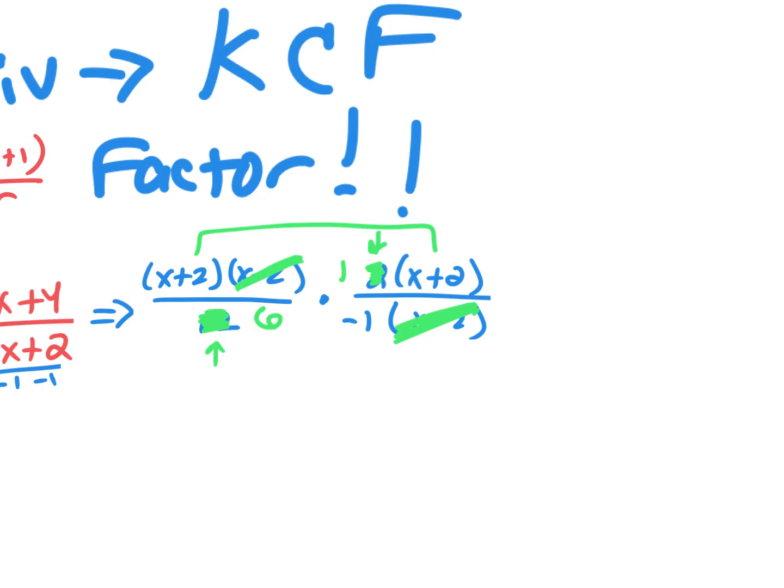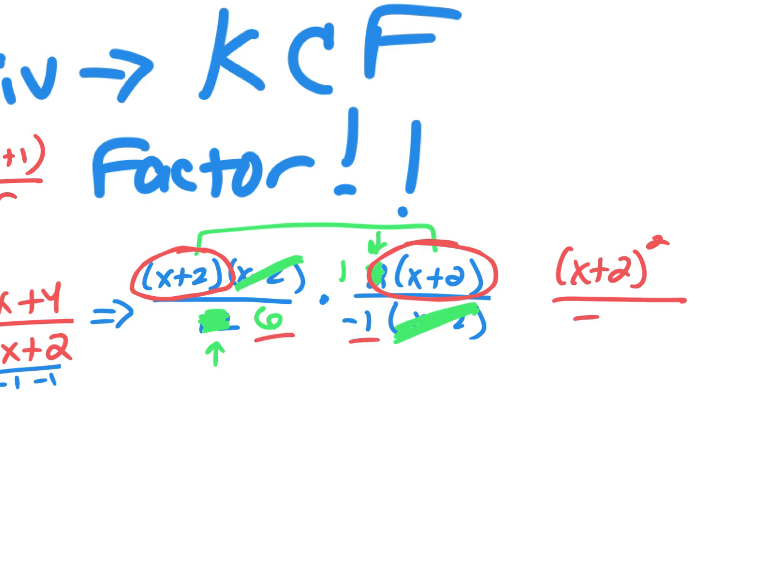How many x plus 2's do we have, though? We have 2 of them, right? I thought you just had to write 1 since there was 2 of them. No, since there's 2 of them, we have to. So you could write it like this. Or you could write x plus 2 times x plus 2. And then what do you have left on the bottom?